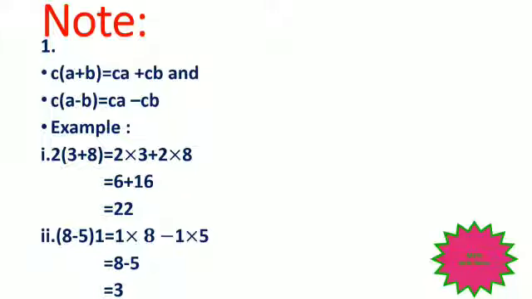Here 1 is after the brackets because multiplication holds good in such way also. And when I've equated it, I've written 1 into 8 instead of 8 into 1, and 1 into 5 I've written because the commutative property of multiplication holds good. And we can also say that these two are the distributive property of multiplication over addition and subtraction.